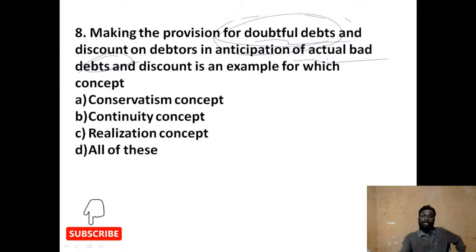For any kind of loss or expense, generally the provisions will be created as per which concept? As per the conservatism concept. The conservatism concept always says anticipate the future losses and not the profits. So for those losses, you have to create provisions. So option A.